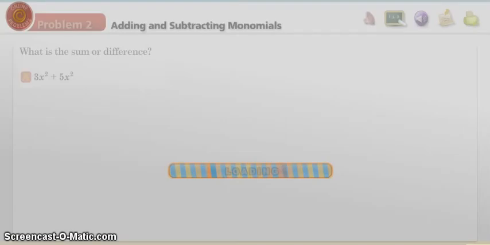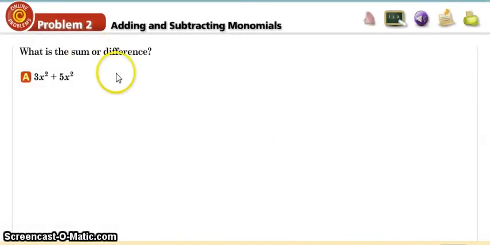All right, let's take a look at another example. This one deals with actually adding and subtracting monomials, and you've been doing this for a long time now. You just didn't call it adding and subtracting monomials. You were just simply collecting like terms.